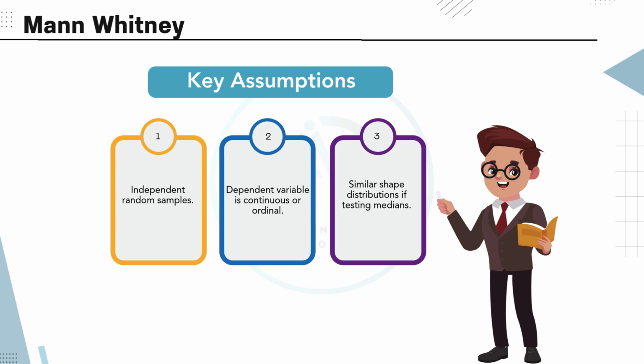To summarize, always check for independent groups, ensure your data is ordinal or continuous, and be cautious about the distribution shapes if your focus is on median comparisons. These conditions ensure the Mann-Whitney test delivers meaningful and reliable results.